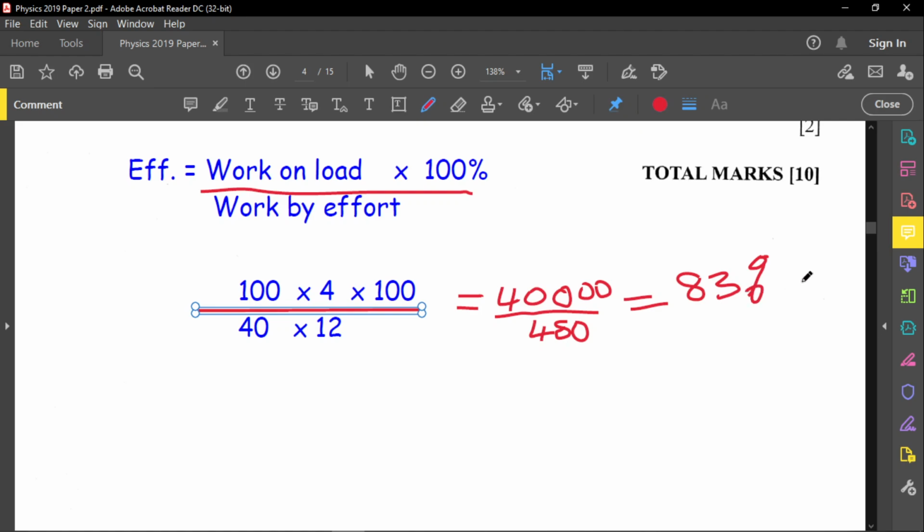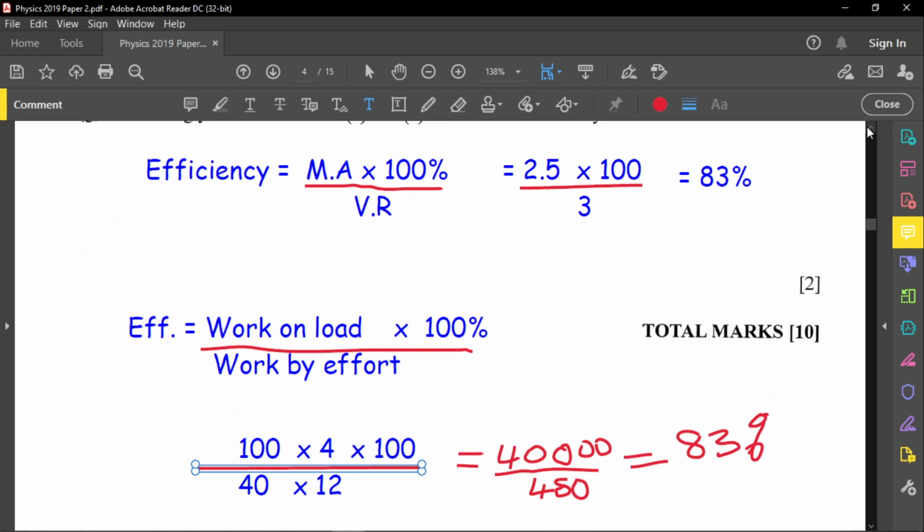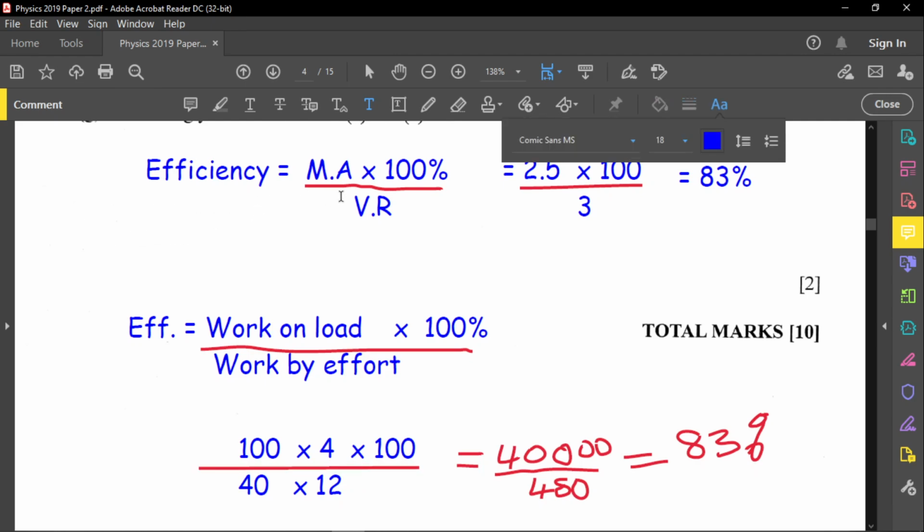Again, you can use any one. But based on what they asked, the second one will be most appropriate because it uses parts C and E. So I guess this one will be the best one to use. Let's go a little bit up top again to remind you about the calculations. So those are the calculations for efficiency: mechanical advantage over velocity ratio times 100%, or work done on load over work done by effort times 100%. And we're good to go in terms of the efficiency of the machine.